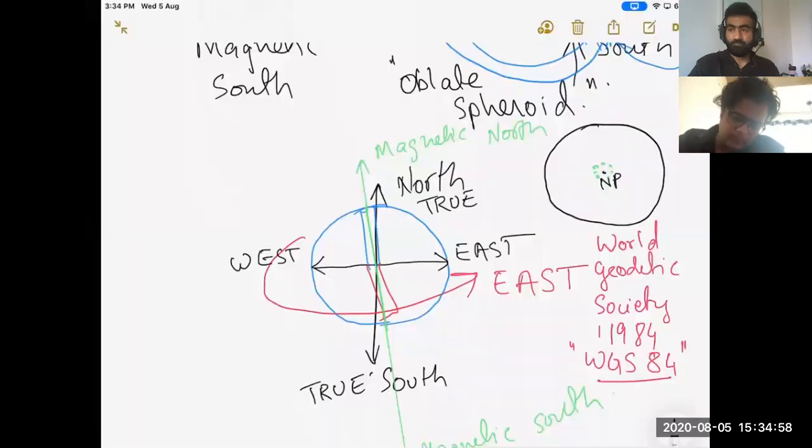So earlier you told me that the directions on navigation charts are true directions. The reading that we get from the compass after correcting for deviation is magnetic. So there is a difference.